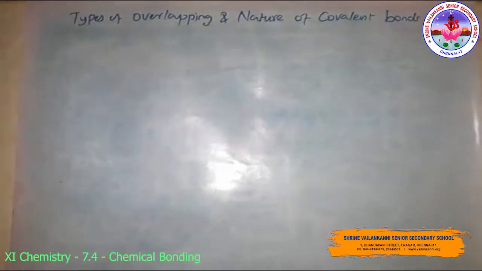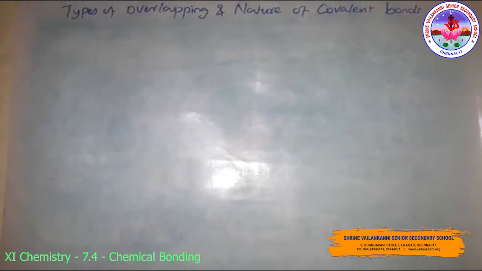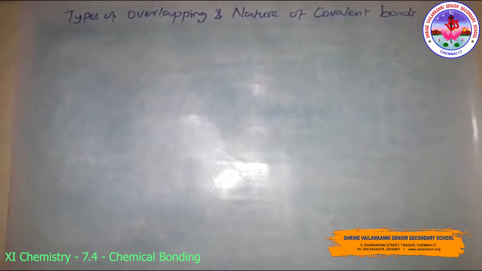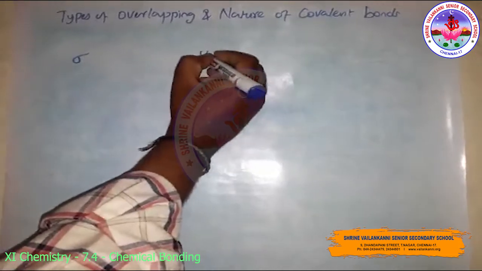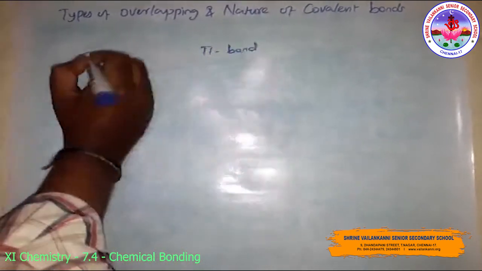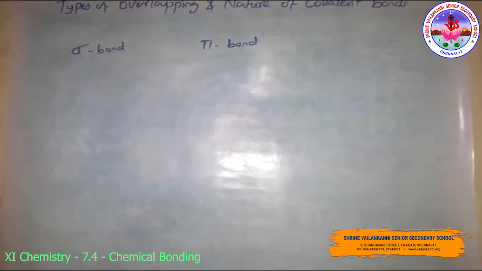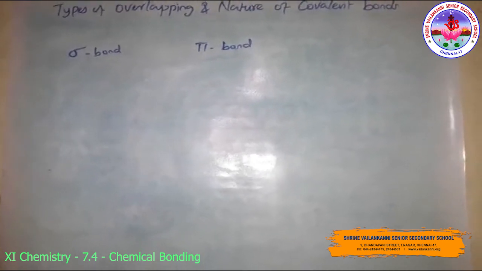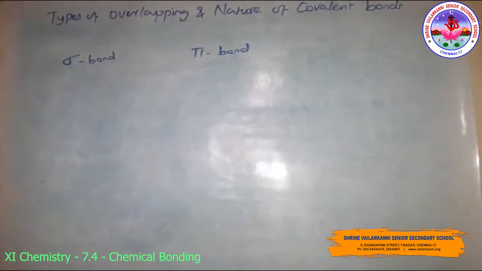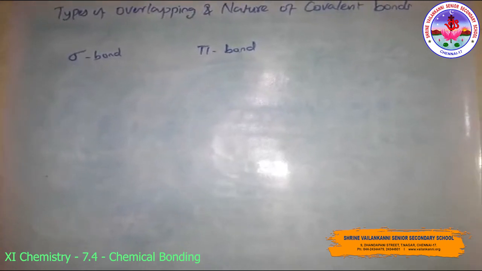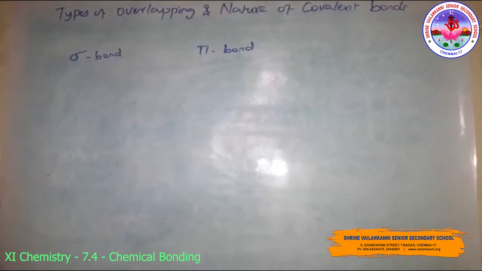Types of overlapping and the nature of the covalent bond. The covalent bond may be classified into two types depending upon the type of overlapping, that is sigma bond and pi bond. First, the sigma bond. This is the type of covalent bond formed by the end-to-end, that is head-on overlapping, of orbitals along the internuclear axis. So this is called head-on overlapping or axial overlapping.